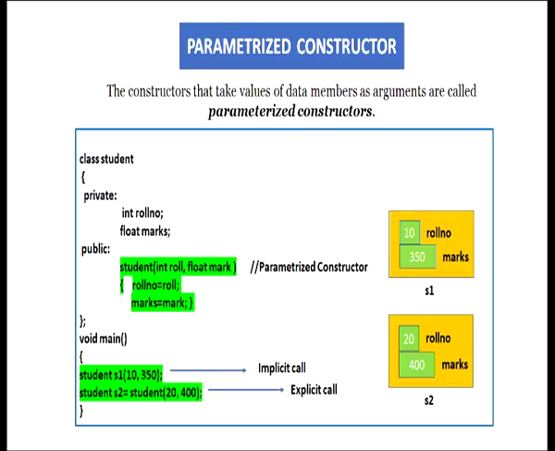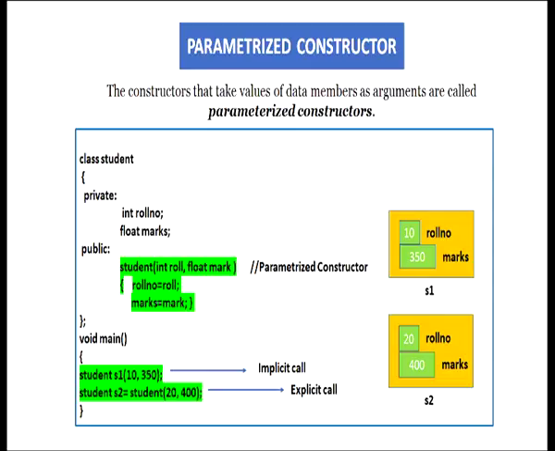Now, in the main, the statement student S1 10, 350. With this statement, the object S1 will be created, and these parameters will be passed to the parameterized constructor, and 10 will be assigned to the data member roll number and 350 will be assigned to the data member marks. You can see in the memory diagram of S1, memory is allocated to roll number and marks, and the values 10 and 350 will be stored in the data members, roll number and marks respectively. This is the implicit call of the parameterized constructor.